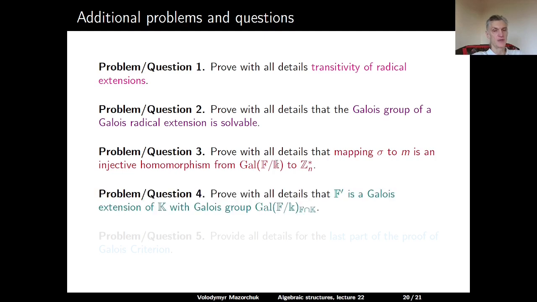Problem question 4. Prove with all details that F prime is a Galois extension of k with a Galois group. We take the Galois group of F over k, and then we take the intersection of F with k. So we also had this in one of our proofs. And problem question 5. Provide all details for the last part of the proof of Galois criterion.